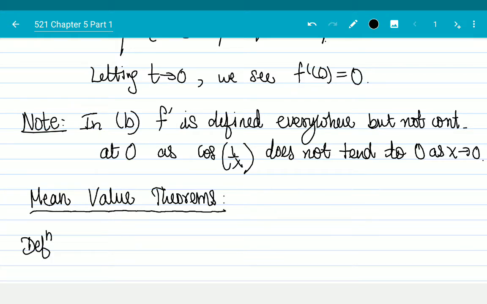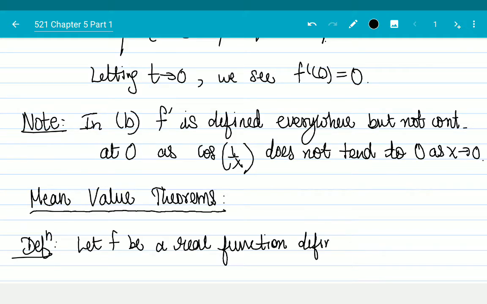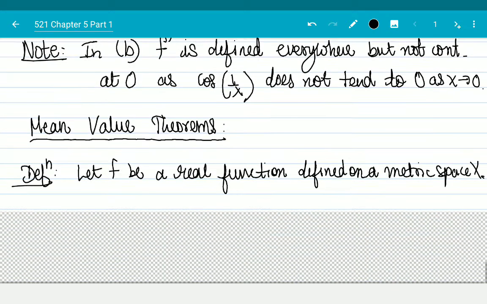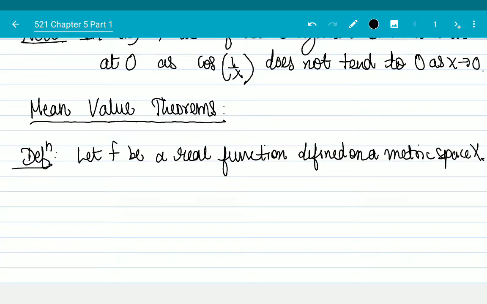Definition. Now, let f be a real function defined on a metric space X. Okay. Till now, everything was on reals to reals. In fact, I'm going to go back to it, but this definition I can just define slightly more generally.